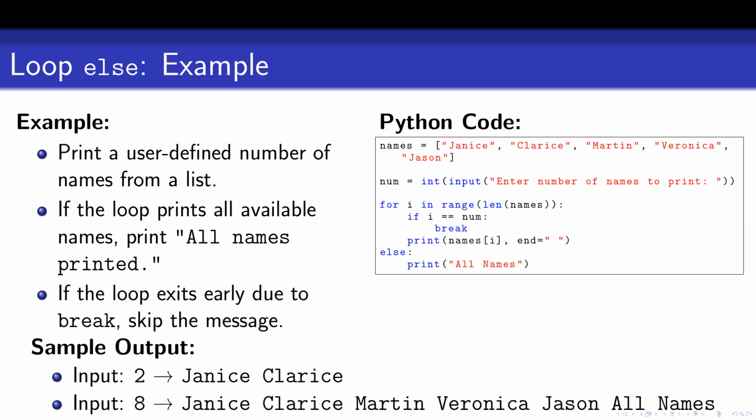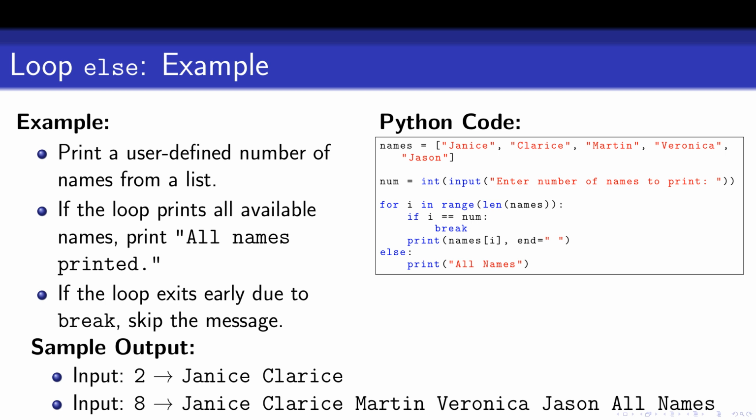We continue with a concrete example of the for-else construct in action. The program prints a user-specified number of names from a predefined list. It uses a for loop with a break statement to exit early if the desired number of names has been printed. If the loop completes without encountering a break, that is, if the user asked for more names than are in the list, the else clause runs and prints a confirmation message saying all names.